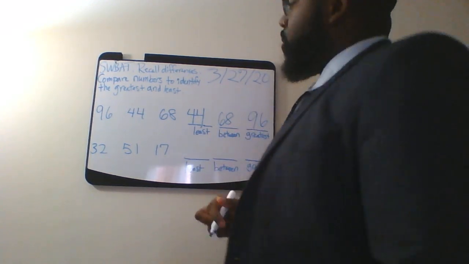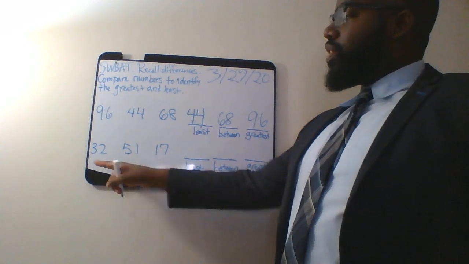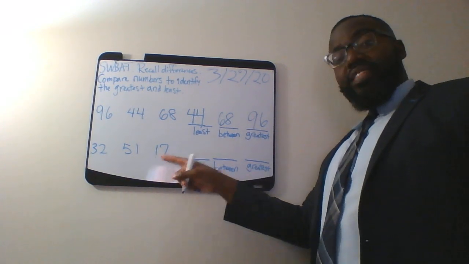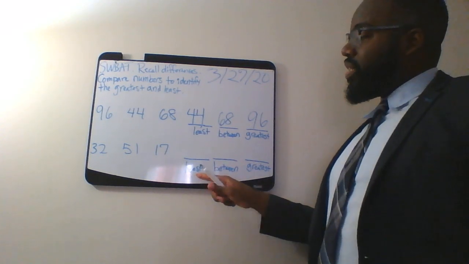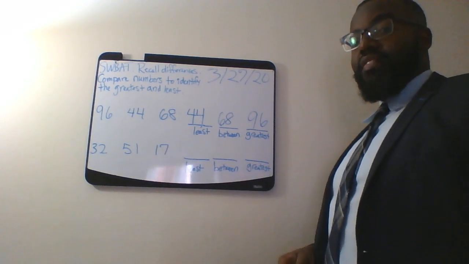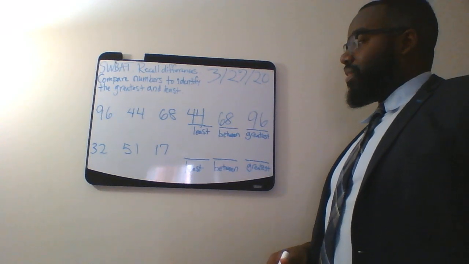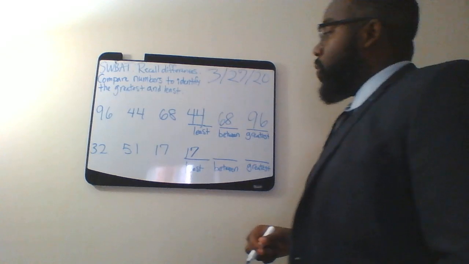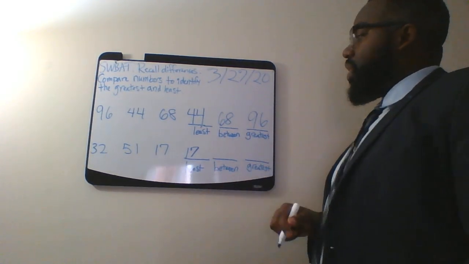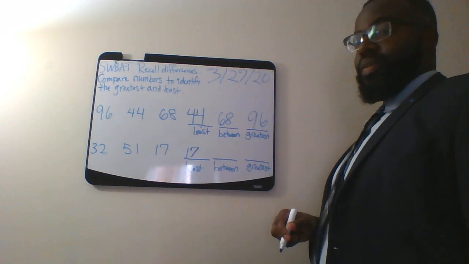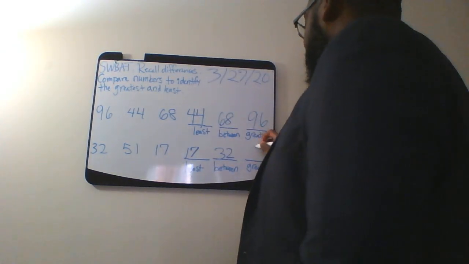And let's try one more example. We have 32, 51, and 17. You have to figure out the same, least, between, and greatest. So what is the least out of these three numbers that we have here on the board? 17. That's correct. Next, what's the between? So we have left 32 and 51. What's between? Good job. It is 32. And then all we have left, which is the greatest, is 51.